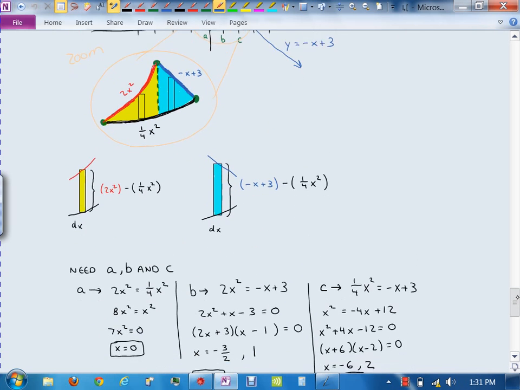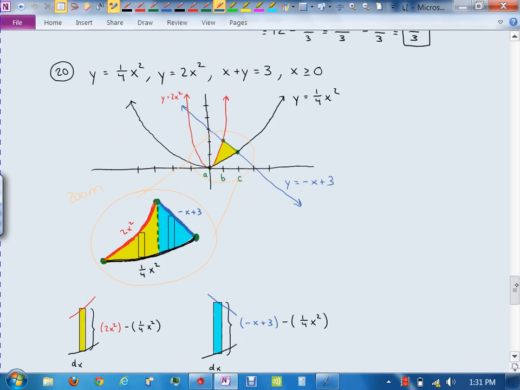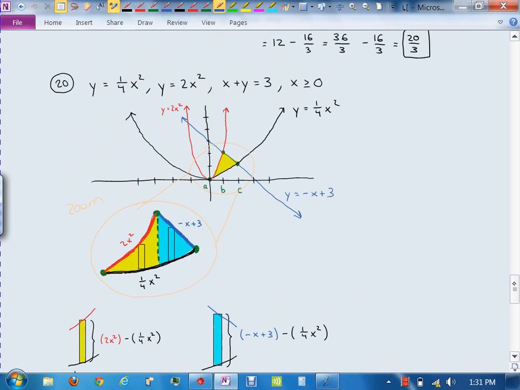But I needed to find what? A, B, and C. A is this point, 0. You can just tell. B is where these two hit. C is where these two hit. Do y'all follow that? A is 0. B is where the red one and the blue one hit. And C is where the black one and the blue one hit.